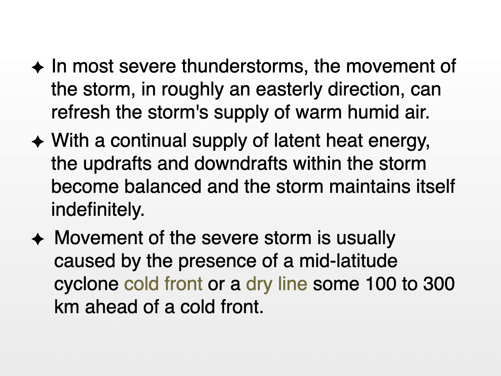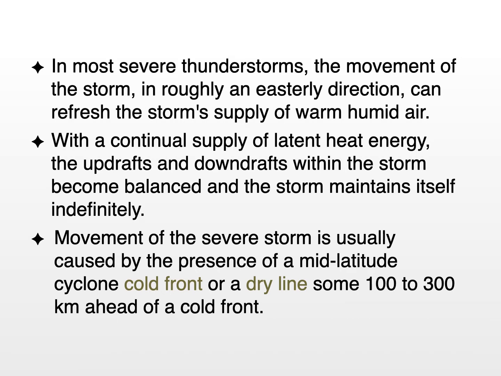So what's required to push them along? Well, either a cold front or something called a dry line. And a dry line is an area in front of a mid-latitude cyclone cold front where you have a dry sector of air. So you've got the cold front, and then to the right of it, a sector of dry air, and then that ends with the dry line, and then an area of moist air. And these dry lines can be anywhere from 100 to 300 kilometers ahead of the cold front.